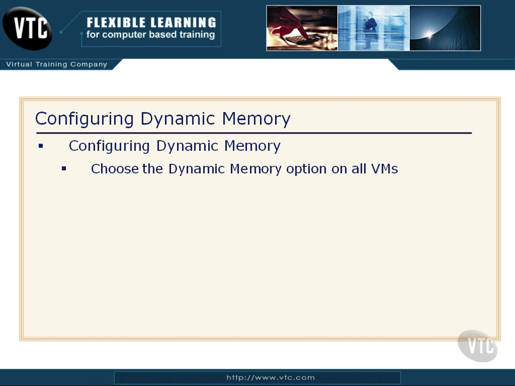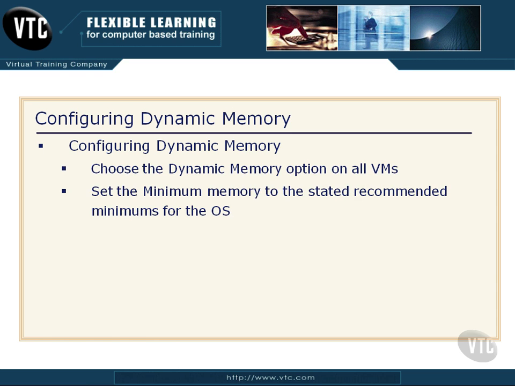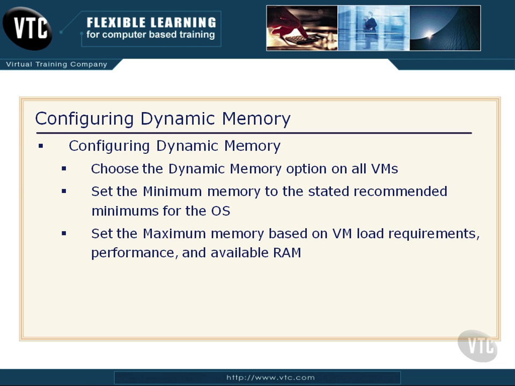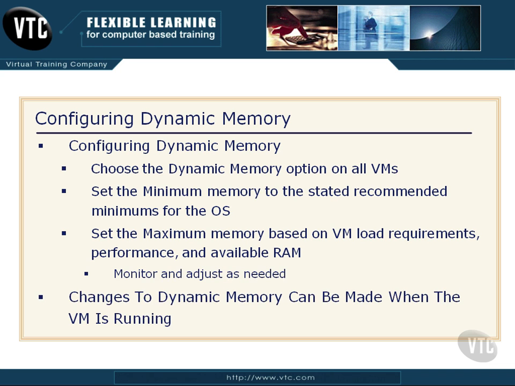So to configure dynamic memory, you want to choose the dynamic memory option on all your VMs, the little checkbox I just demonstrated there. Set the minimum memory for that virtual machine to the stated recommended minimum RAM for whatever operating system is running in that virtual machine. Then set the maximum memory based on whatever your virtual machine load requirements, performance, available RAM, all those sorts of things, and then monitor and adjust that as needed. And just keep in mind, watch for this on the exam also, you can make changes to the dynamic memory section on that virtual machine even when it's running. That's a pretty cool feature, but that's kind of the basics, and that'll get you through the woods on configuring dynamic memory.